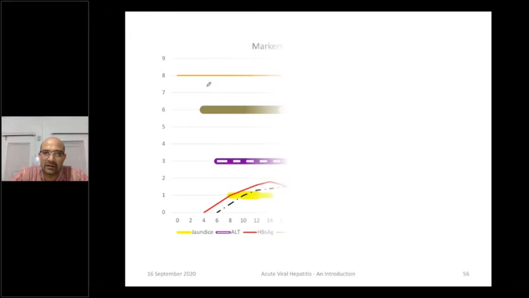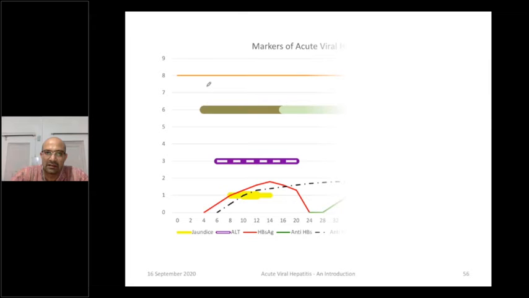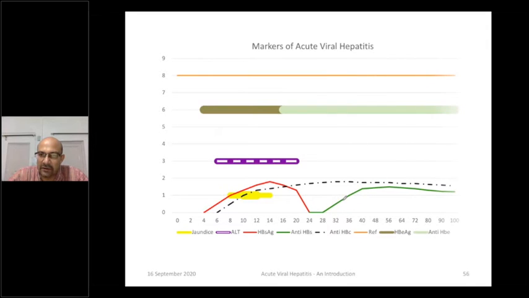And this is how the hepatitis B E antigen is appearing. The hepatitis B surface antigen we had seen. This was the hepatitis B antibodies against the surface antigen. These were anti-HBe antibodies. And now this is the hepatitis B E antigen.